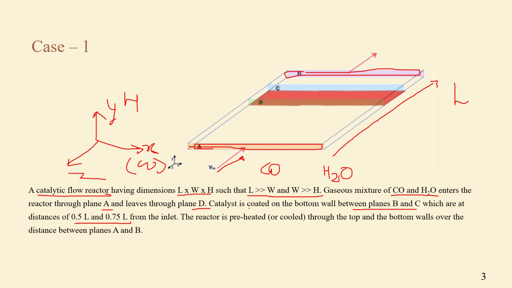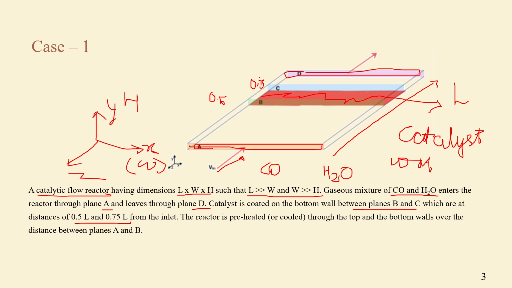So catalyst is coated on the bottom wall between planes B and C. As you can see, this red color portion is coated with the catalyst coating. Between planes B and C, which are at a distance: plane B is at 0.5 times L and plane C is at 0.75 times L.